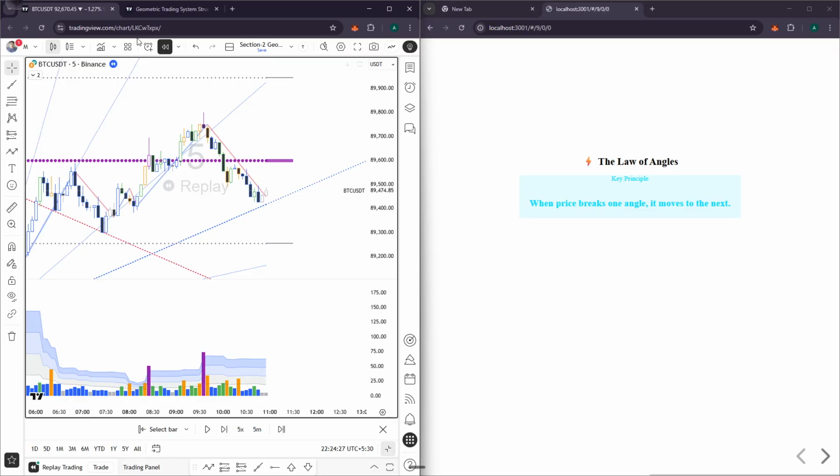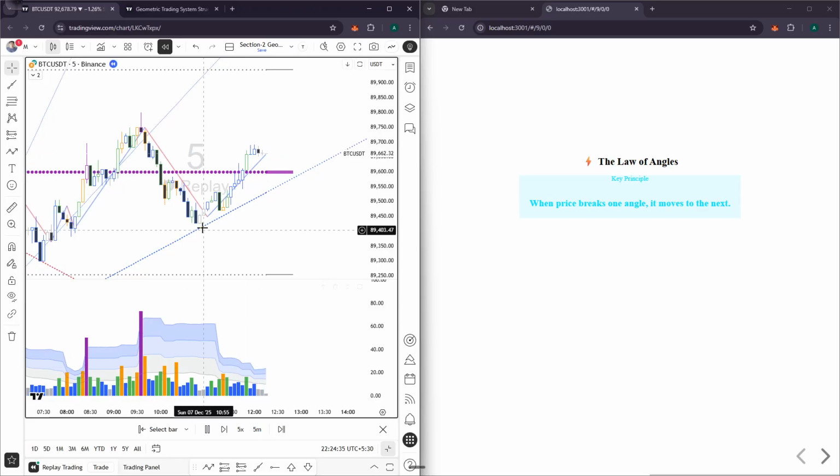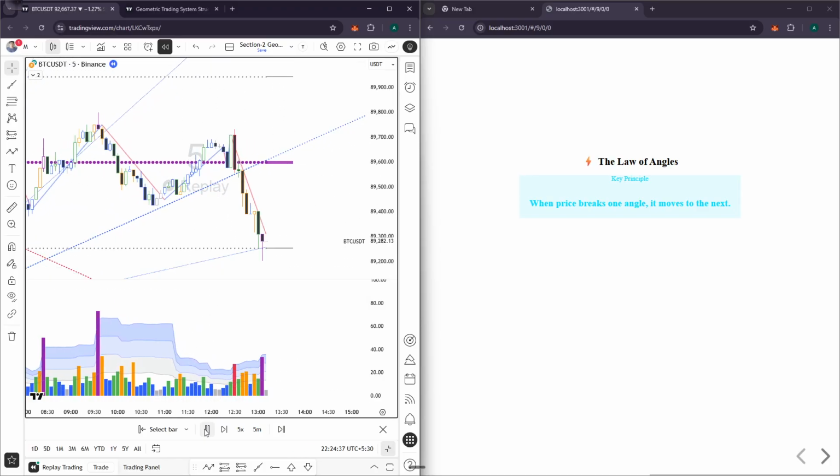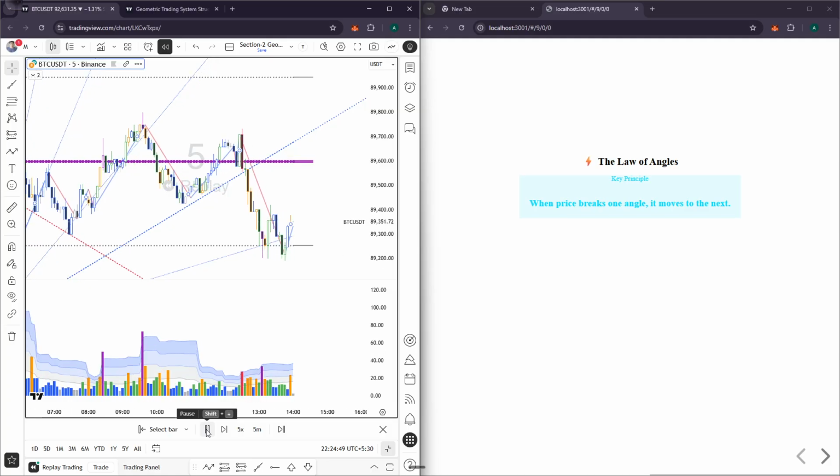See, it tries to go up, it couldn't, it closes below, so it goes to the next one. Okay, and it's gonna take support from here. And see, this is what happened. Now it tries to go up, couldn't, so it closed below 1 by 1. This is a warning signal, so it goes to the next angle here, right? So this is the principle, guys.